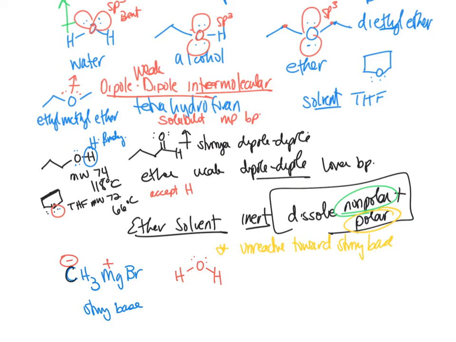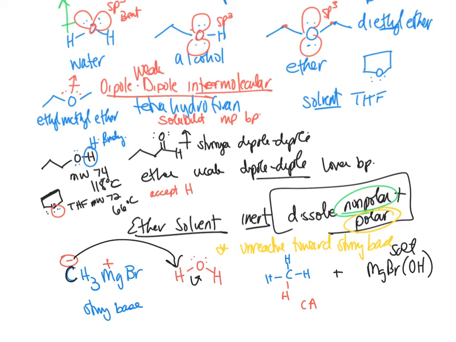So this carbon here will take the hydrogen off of water. And now you have that's a conjugate acid over here on the product side, and you have magnesium bromide, and it's going to make a complex. This will be a salt. You'll see a white precipitate, the conjugate base.